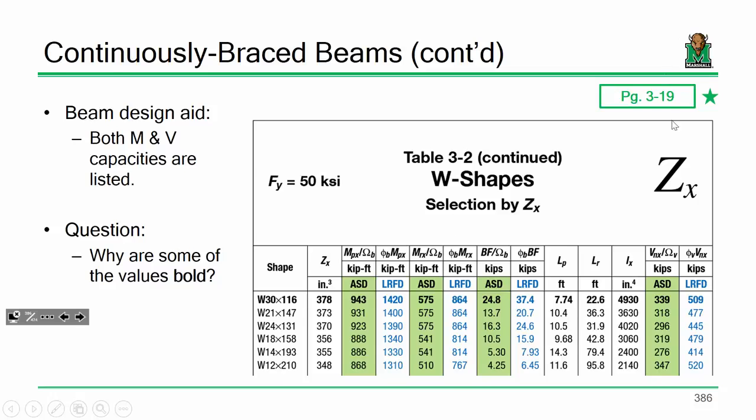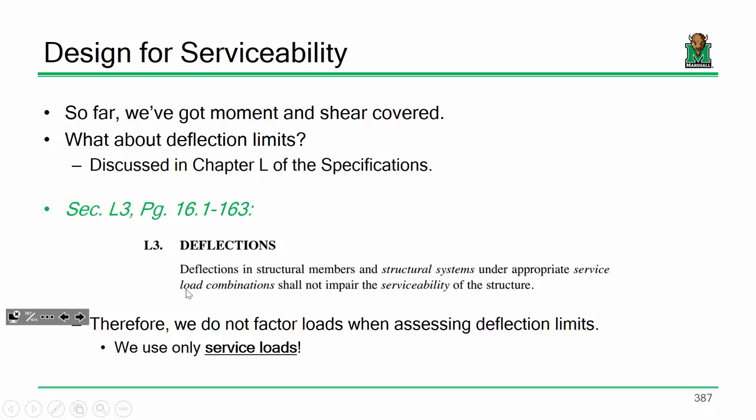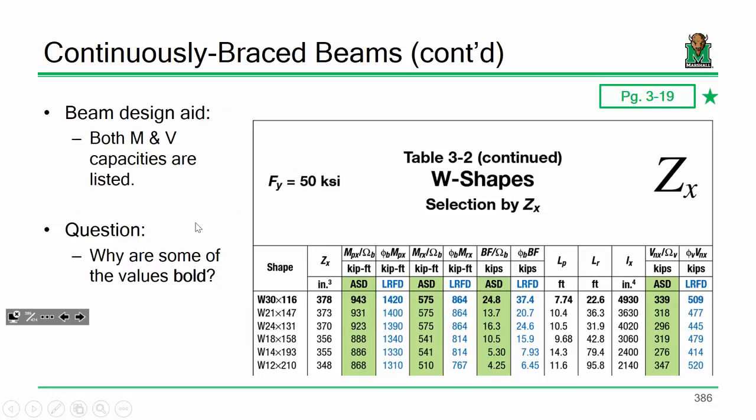And we talked about why some of the values are bold, and those are the lightest ones within a given group. So in design mode, you're going to want to use those if you can. Sometimes you'd love to use a W30 by 116, and then you've only got 24 inches of room because the architect said you only got 24 inches to insert that beam. So you might end up having to go with something like a W24 by 131. Even though it's heavier, the architect didn't give you the 30 inches of room necessary. So you see what I mean? There's something to keep in mind.